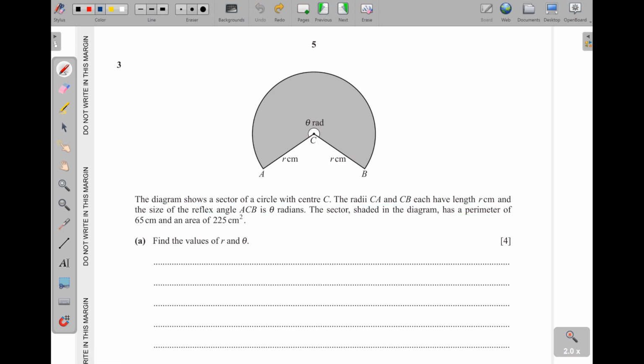So I'll begin from what I'm given. Area of the sector, you know it is a half R squared theta, and this is equal to 225. Then I can make theta the subject of the formula here. I can cross multiply, 225 times 2 gives us 450. Then I can divide all through by R squared, so this will be 450 divided by R squared.